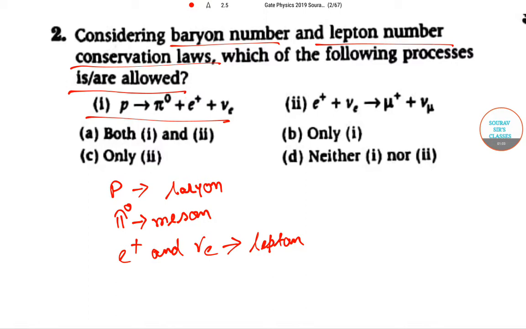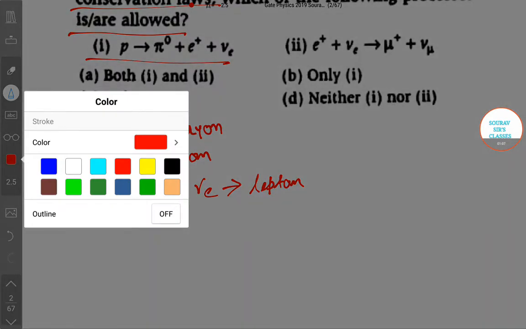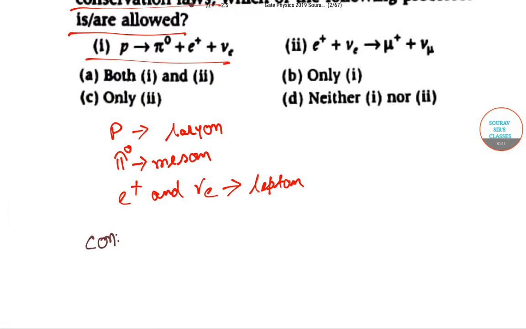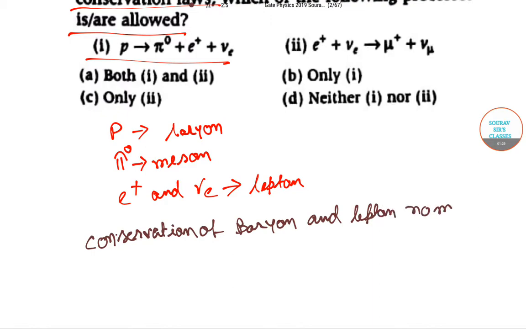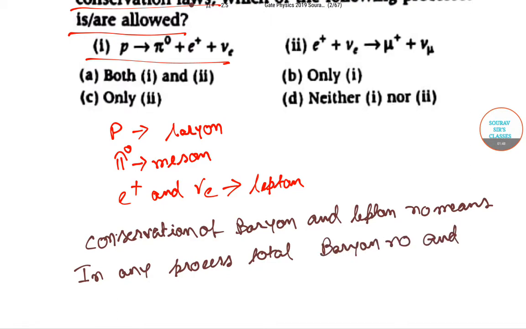Conservation of Baryon and lepton number means that in any process, the total Baryon number and total lepton number must be conserved.